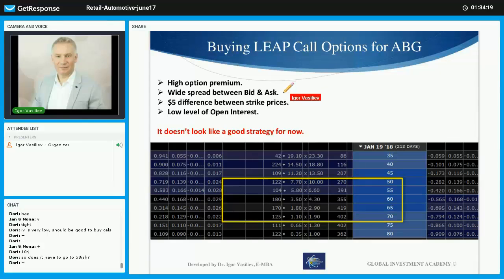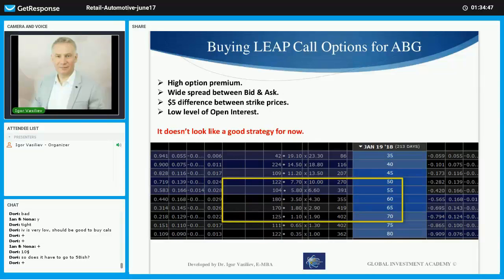The next one, a very wide spread between bid and ask, is not good for us, especially if you're a value option trader who buys and sells them. Then a $5 difference between strike prices is also not good for us, and a low level of open interest. Here it actually doesn't show any open interest at all. So if you compare to the previous CVS Health, there was a very different situation there. So that's why CVS allowed us to make the trade.